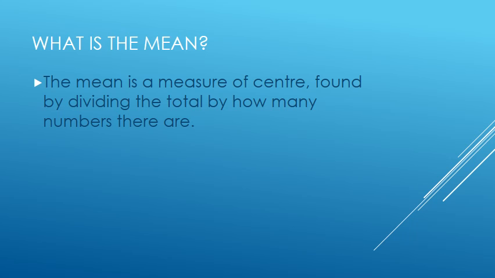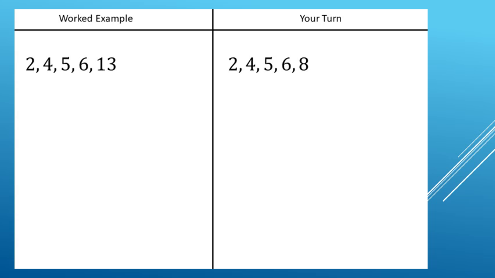Okay, so first of all, we're just going to have a talk about what the mean is, and it's effectively a measure of centre. So it's like finding roughly where the centre of all of your data is. Okay, and we find that by dividing the total of all of our numbers by how many numbers there are. Okay, so I'm going to write down the workings for the question on the left hand side. You don't need to worry about doing anything for now, just listen as I go through.